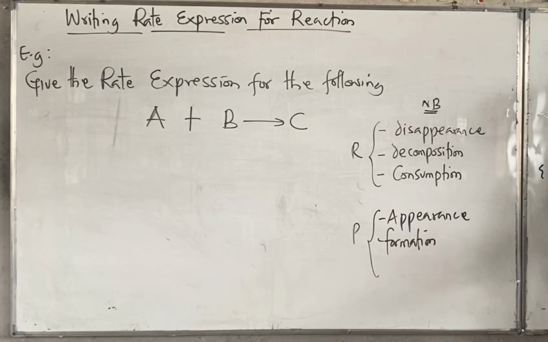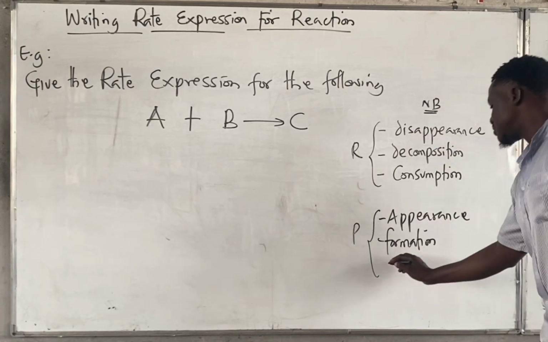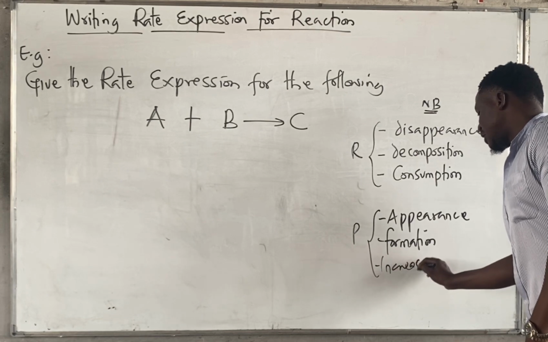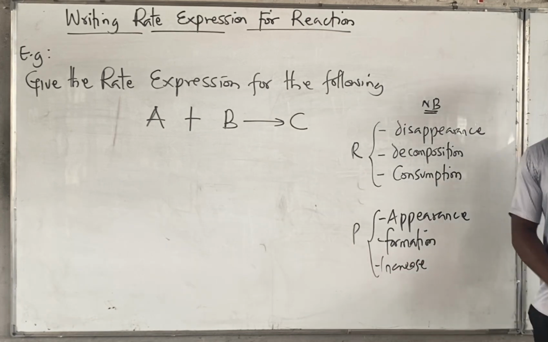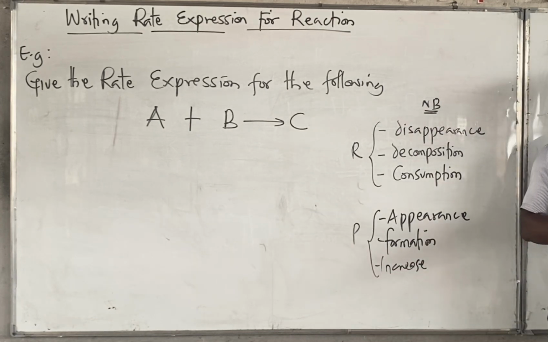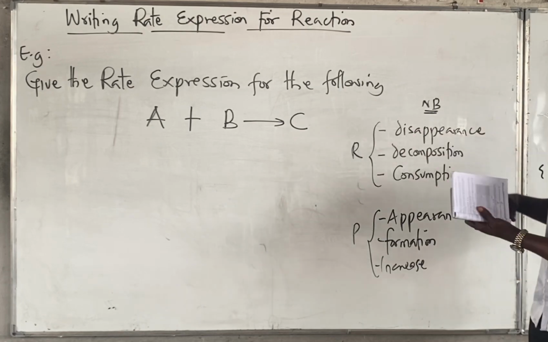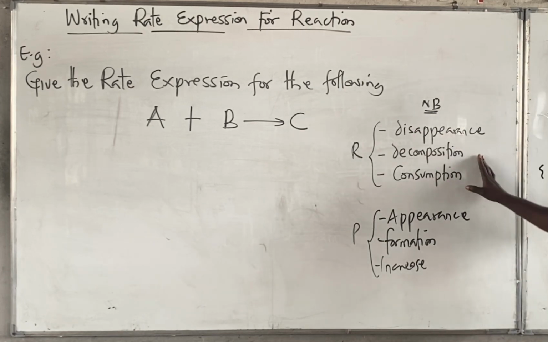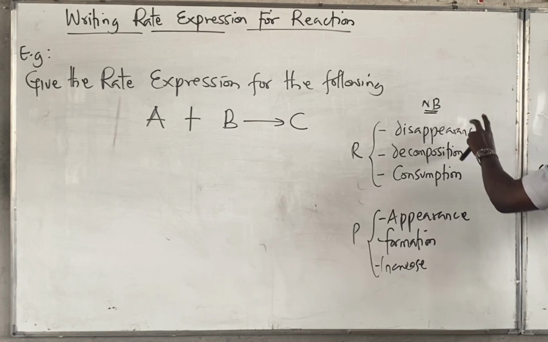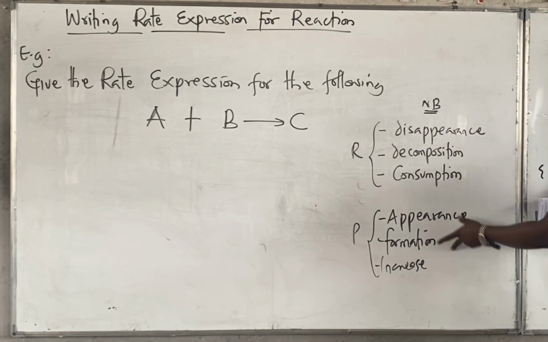Do we have any other word we can use for products? Yeah, we can use increase. For reactants we can use decrease. But I'm thinking how we can use this: calculate the rate of increase. Very, very rare. So these are the common words. So take note of this. This is used only for reactant. And this is used only for product.